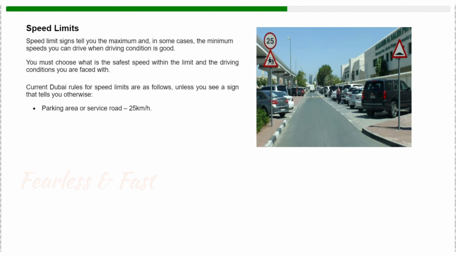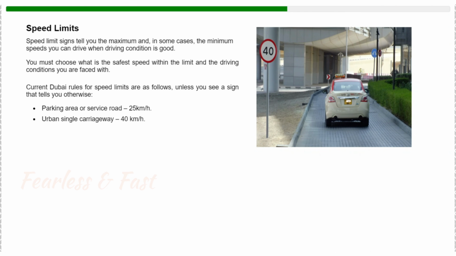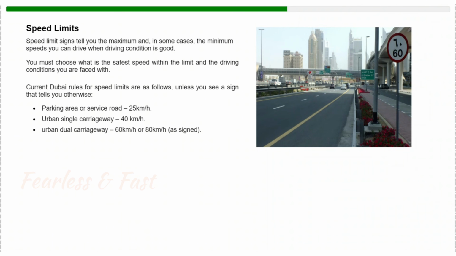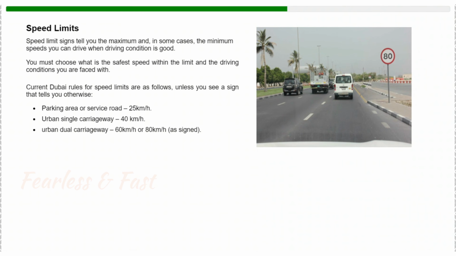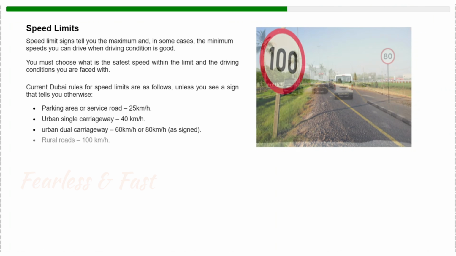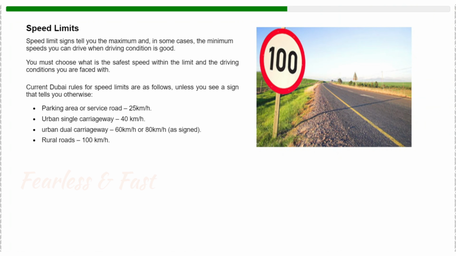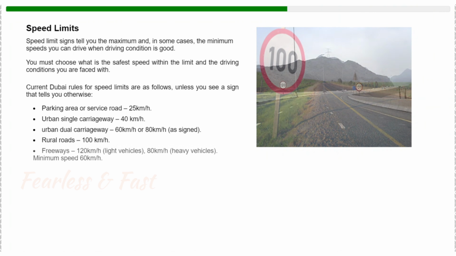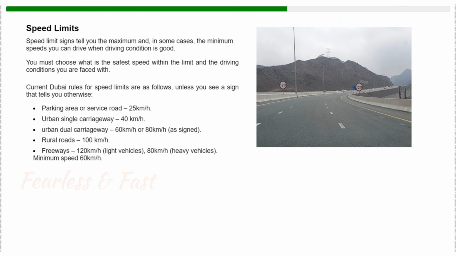Parking area or service road, 25 km per hour. Urban single carriageway, 40 km per hour. Urban dual carriageway, 60 km per hour or 80 km per hour as assigned. Rural roads, 100 km per hour. Freeways, 120 km per hour for light vehicles, 80 km per hour for heavy vehicles. Minimum speed 60 km per hour.